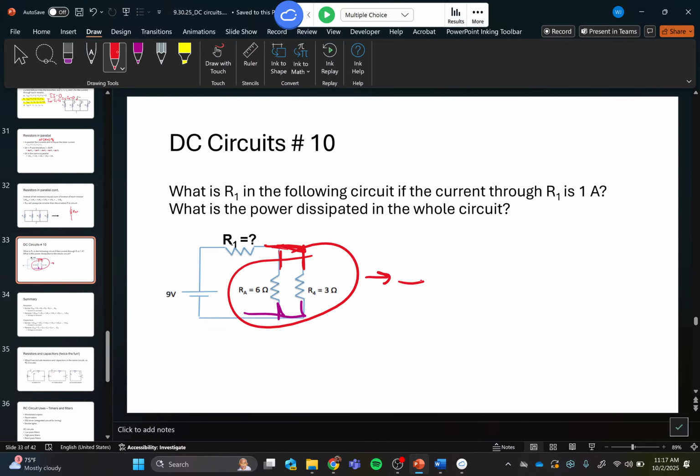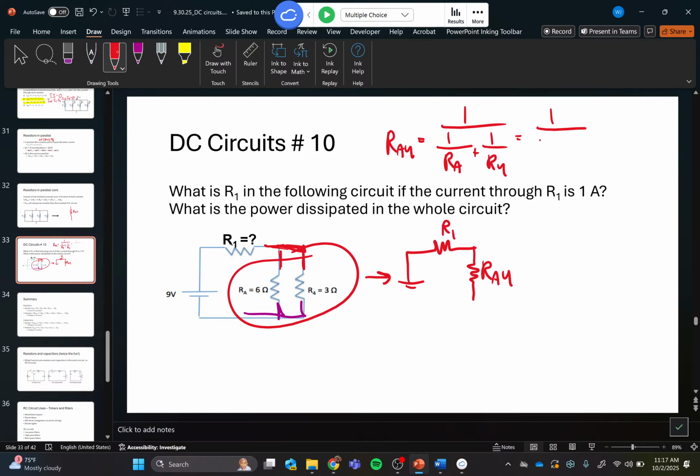Awesome. So turn them into one resistor. R1 is still mystery. This one is now RA4 because it's A and 4 together. How do I find RA4? I'm going to do that up here because I don't want to do it down there. So it's 1 over, and I skipped a little step algebra-wise. This used to be 1 over. I just moved to the other side because I didn't want to write it a second time. 1 over 3 plus 1 over 6. 1 over 3 is 2 over 6. That's 3 over 6.